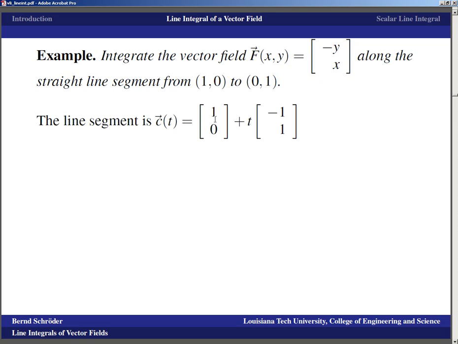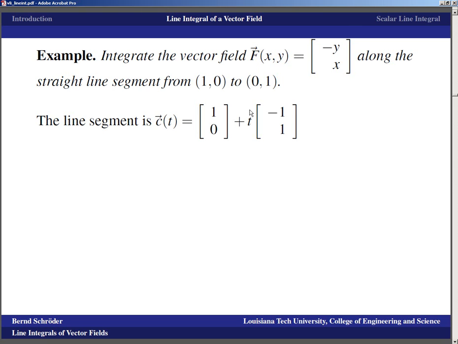but let's make sure that we can also simply handle the computations. So the line segment goes from 1, 0 to 0, 1. Well, okay, so we need a line that starts at 1, 0, and we need it to go to 0, 1, which means it needs to go in the direction of the difference between 0, 1 and 1, 0.